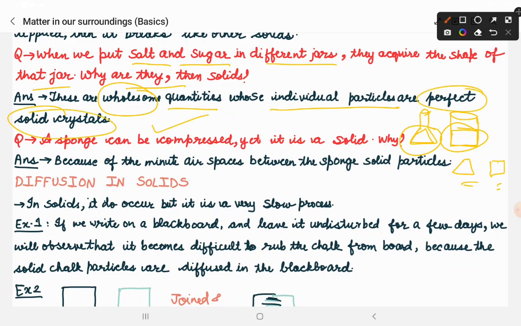And that's why we say that we are not considering salt and sugar as a whole, we are considering a single particle of salt and sugar, which is a perfect cube and a perfect crystal, means it cannot be compressed.